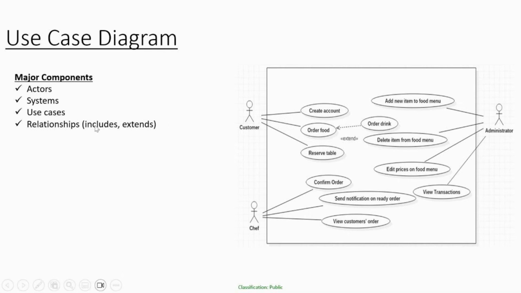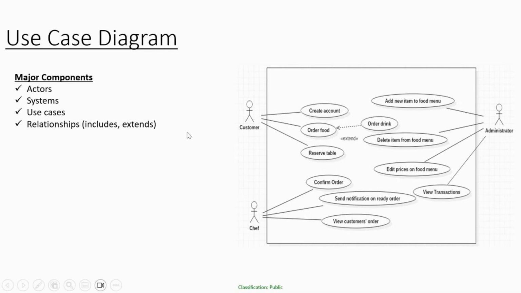That would come under includes, that would not come under extends, because as I said, extends is optional. When I'm creating a food order, I can omit drinks, I can stick to only the food item, and I say I want only this, I don't want any beverages. That is possible. That's why it is extend. But here it becomes a mandatory step, so it becomes an include relationship.